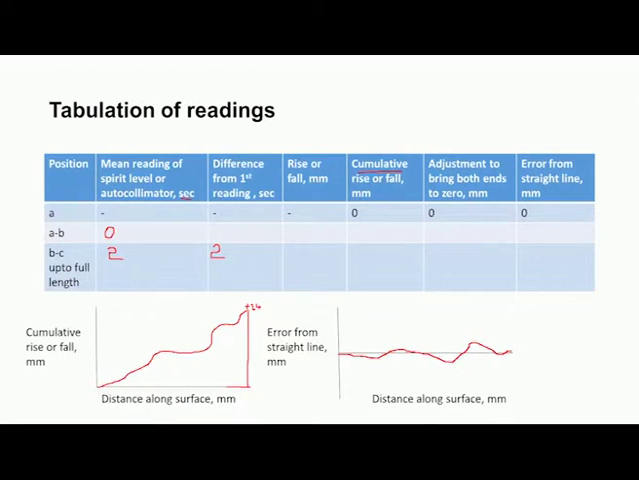Now it is brought back, both the ends are at 0 level, and then we should find the error from the straight line. This is the reference line, and then this is the peak value, and this is the bottommost point, the valley, and this distance will give us the error from the straight line. Also, we can use the least square method to find out the error.